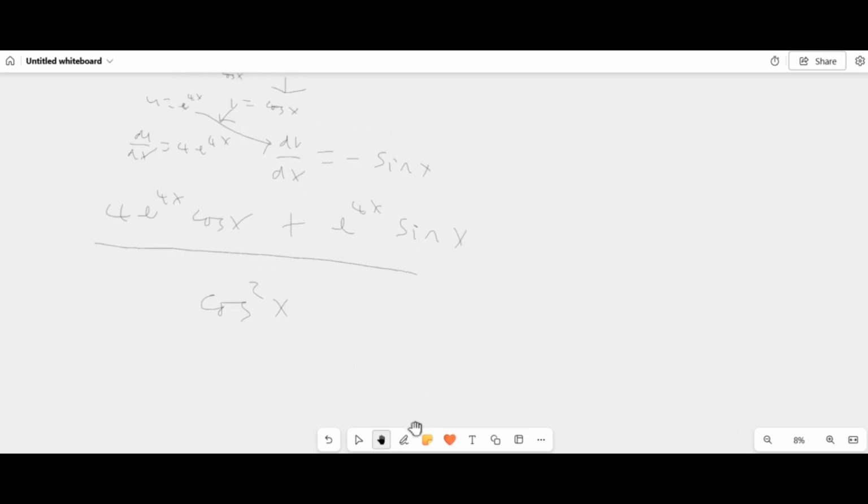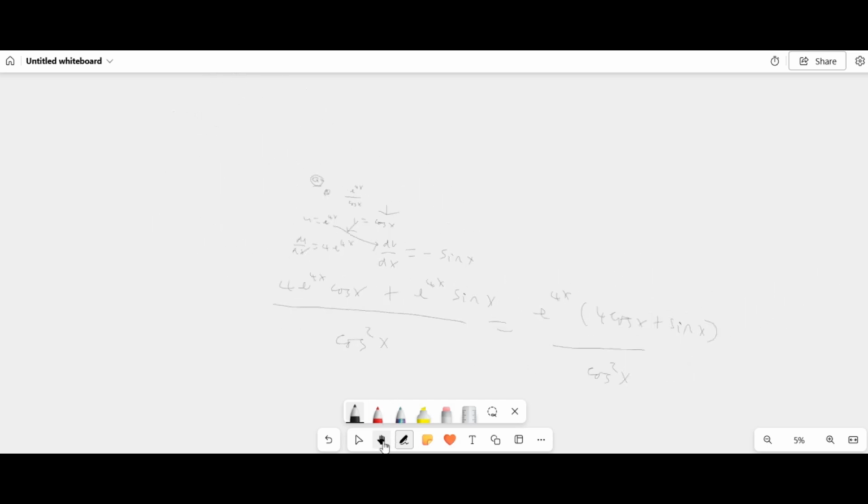Alright, come on. That's nearly the end. All you need to do now is take out e to the power of 4x. So take out e to the power of 4x, you get 4 cos x plus sine x, and then all of that over cos squared x. Alright, safe. So b now.